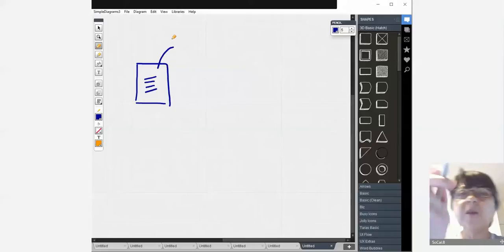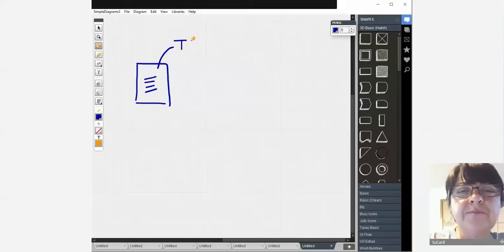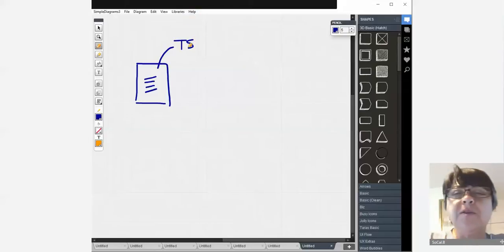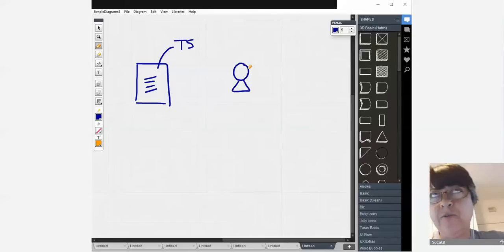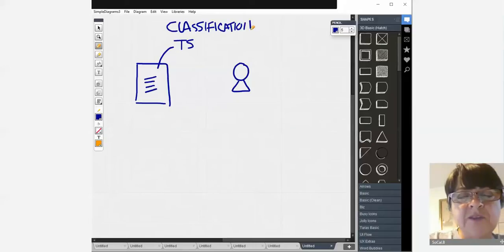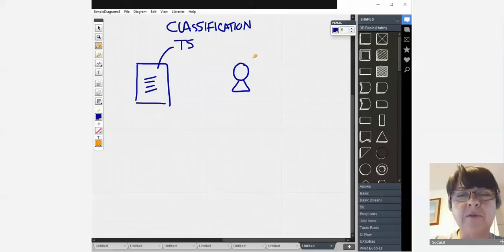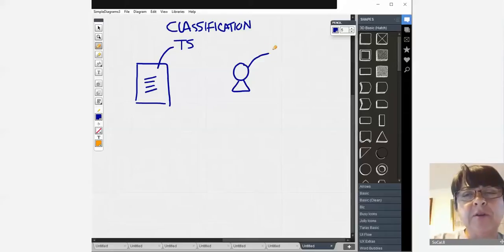So if you have something that is top secret, then the rule is that if you want to access this thing, you have to be cleared for it. This is called the classification. If this document is classified top secret, you must be cleared for top secret. What that means is you have something called a clearance.